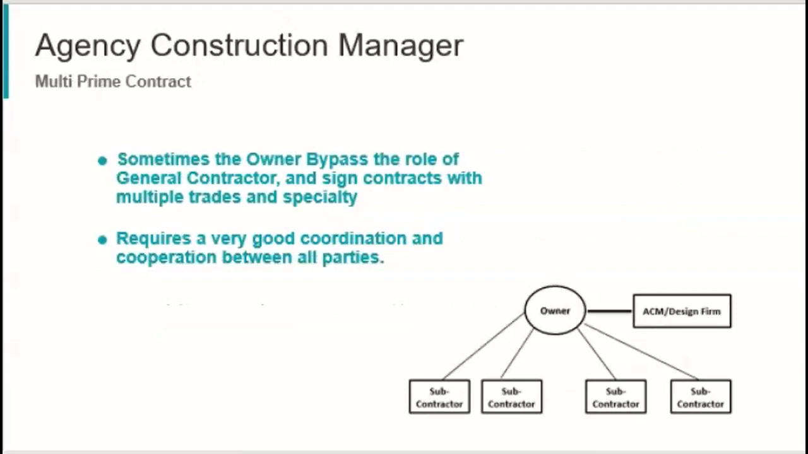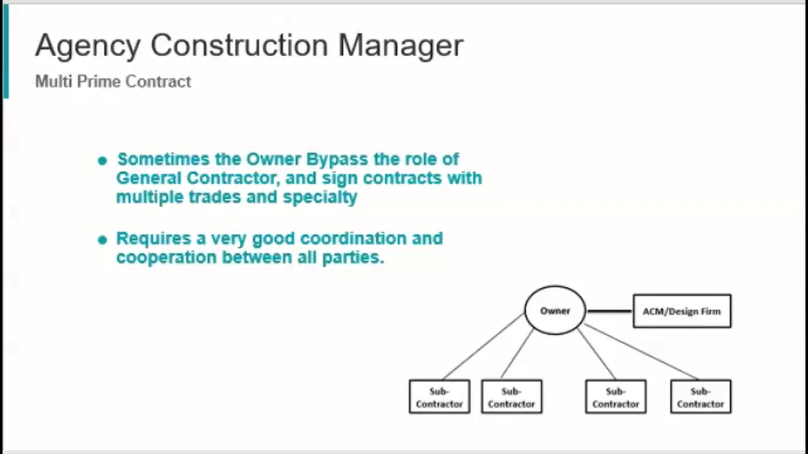With the ACM, we have the multiple prime contract. What do we mean by the multi-prime contract? The ACM will act as a general contractor, will hire different subcontractors to do the work.